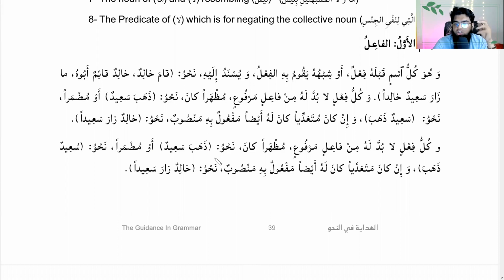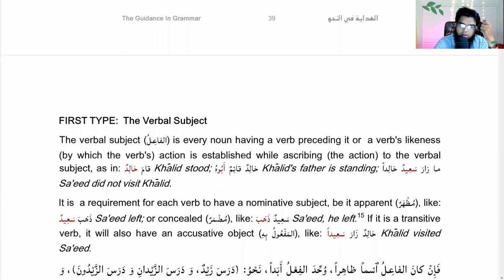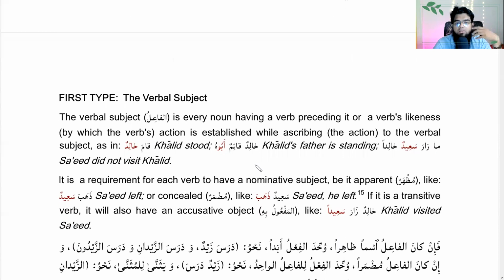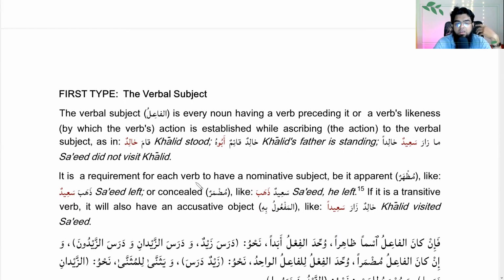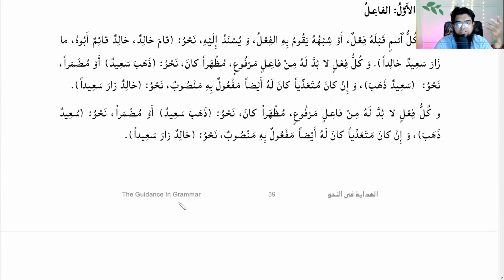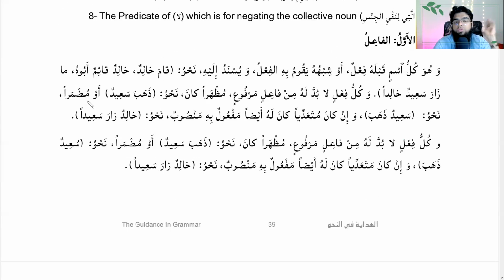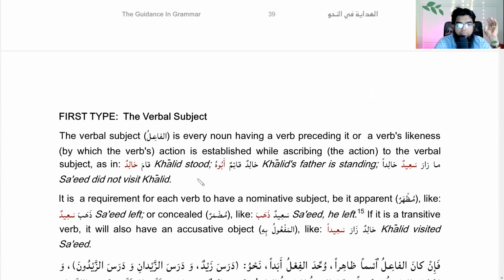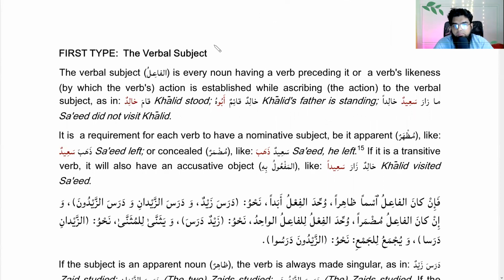Mudharan kana. It could be either apparent, mudhar, zahir. It could be zahir, like, for example, you can see it: Zahaba sa'idun. Sa'id went, or left. Whatever. Aw mudmaran. Or it could be a pronoun. For example, sa'idun zahaba. Now you can say Sa'idun Zahaba. Sa'id is the fa'il? No. If you remember, Sa'id Zahaba.